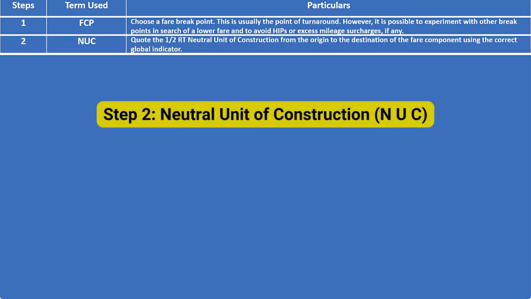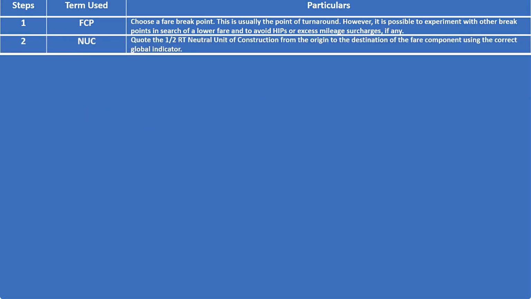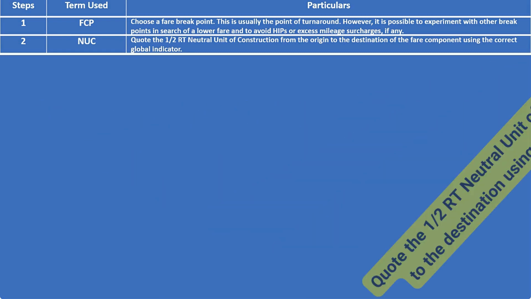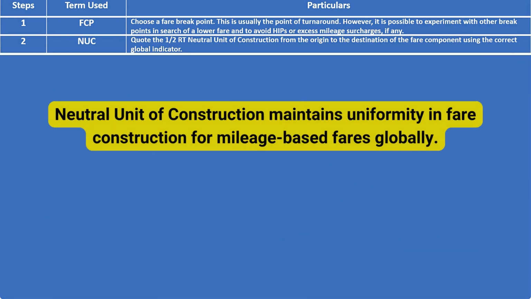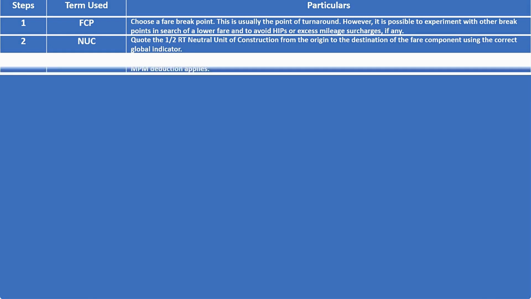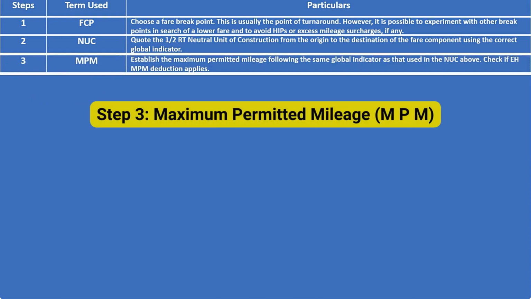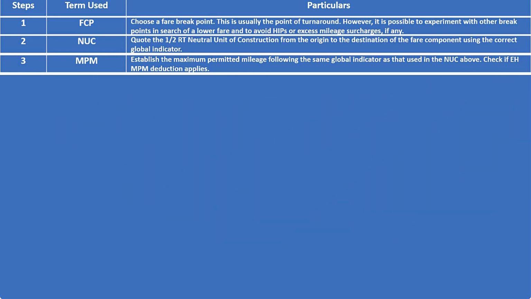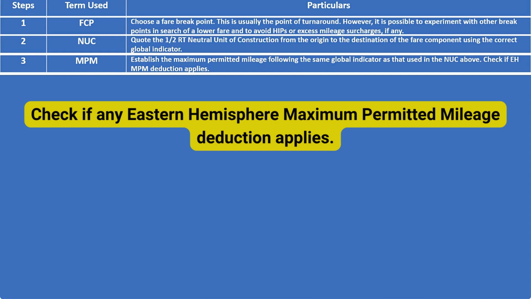Step 2. Neutral unit of construction, NUC. Quote the half-RT neutral unit of construction from the origin to the destination using the correct global indicator. Neutral unit of construction maintains uniformity in fare construction for mileage-based fares globally. Step 3. Maximum permitted mileage, MPM. Establish the maximum permitted mileage using the same global indicator as the neutral unit of construction, NUC. Check if any Eastern Hemisphere maximum permitted mileage deduction applies.